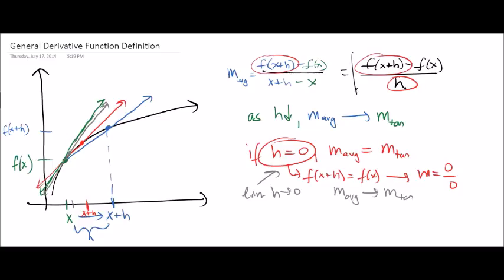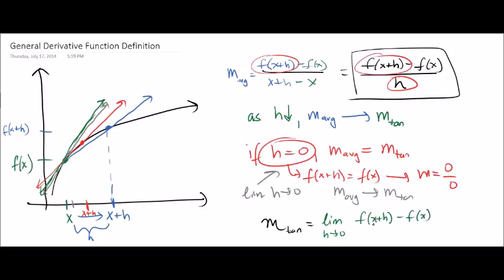If we apply that to our existing formula up here, then we can conclude that the m of the tangent line is exactly equal to the limit as h approaches 0 of f of x plus h minus f of x all over h. And this is a really, really important formula that we're going to be using quite a bit to allow us to calculate the instantaneous rate of change. So this is one you need to be able to commit to memory and apply.